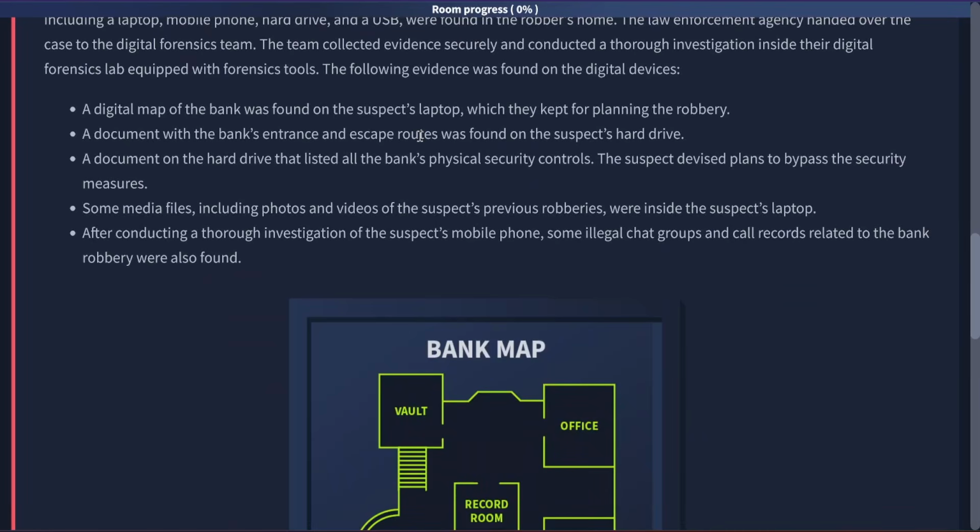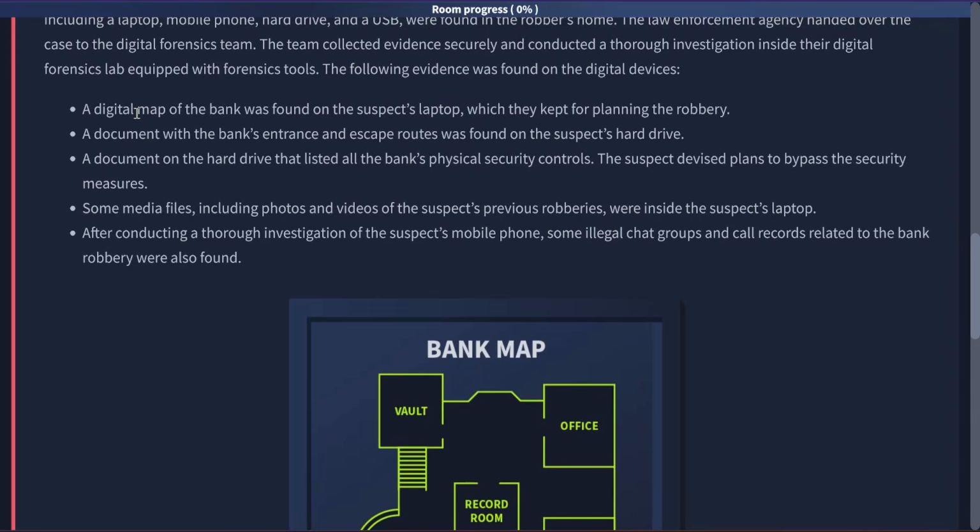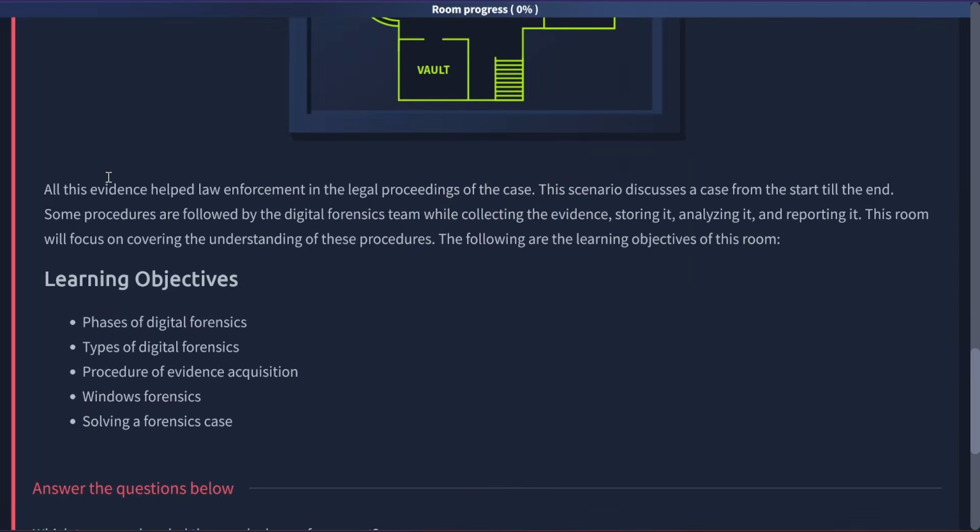They then give you kind of a fun little example with a bank robbery and some of the different type of evidence that would be collected. And it would be digital forensics evidence, right? Because here they have a digital map, there's a hard drive. Again, it's talking about a document on a hard drive, media files, photos, videos. So that all is still digital forensics, even though these people didn't commit a cyber crime, they physically robbed a bank, right? So we can read through all that.